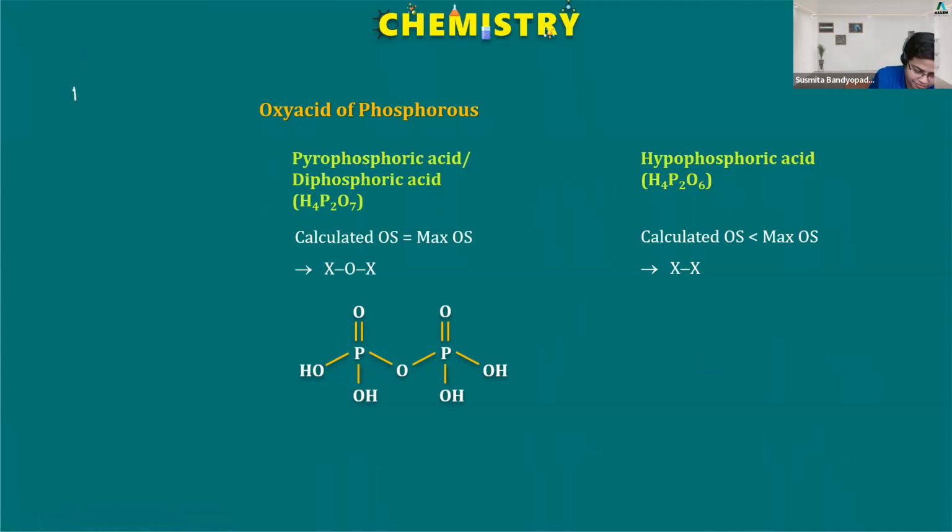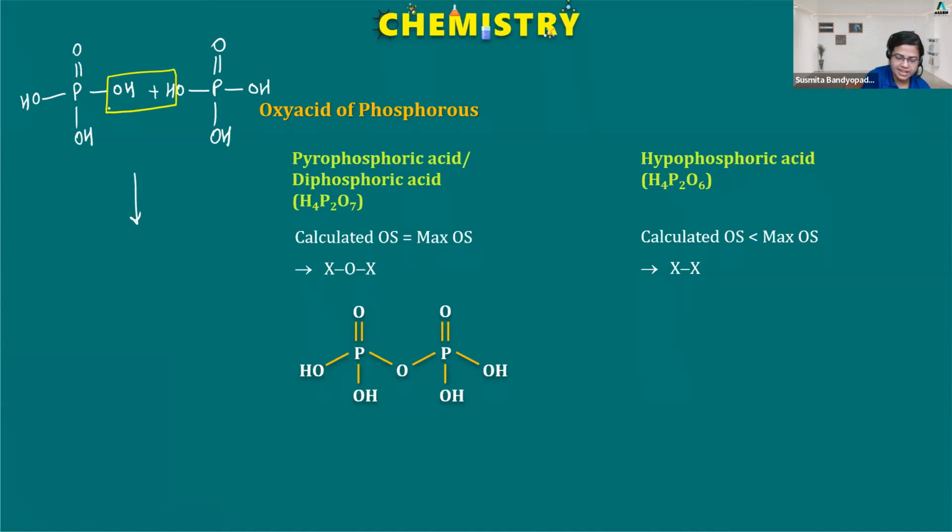I do this. I'll take a normal phosphoric acid. I'll take one more phosphoric acid, and I will remove a water molecule. What I get is H4P2O7. I get this.